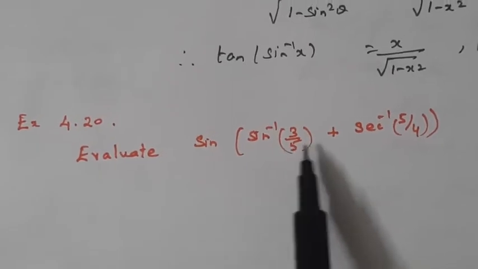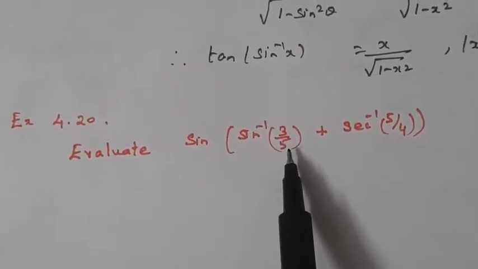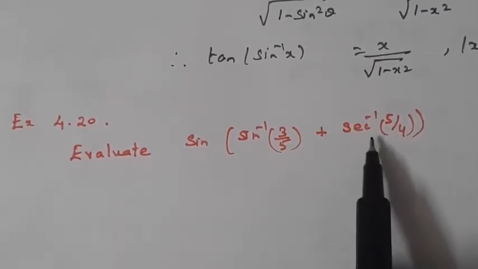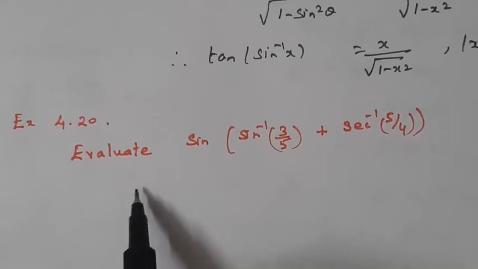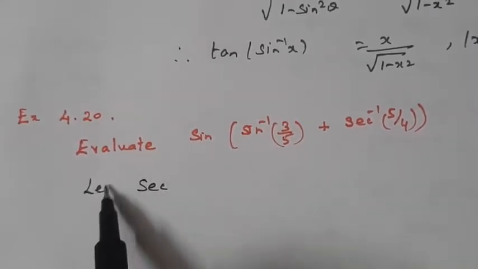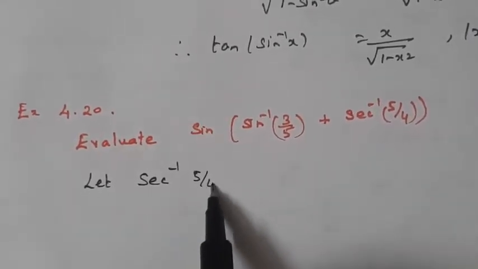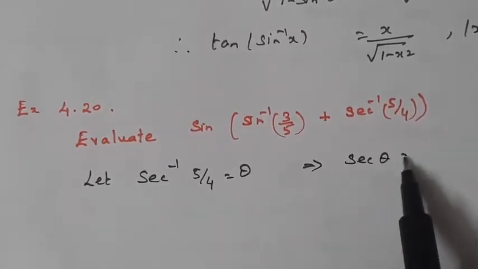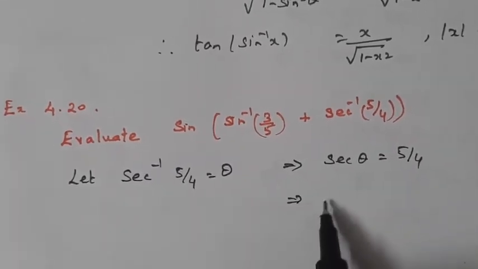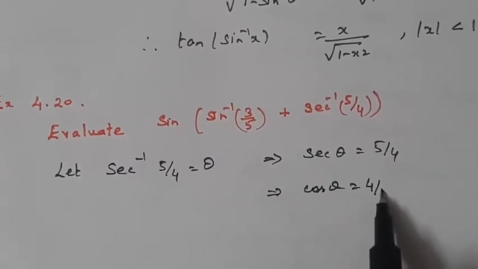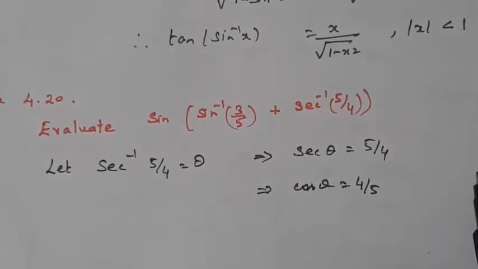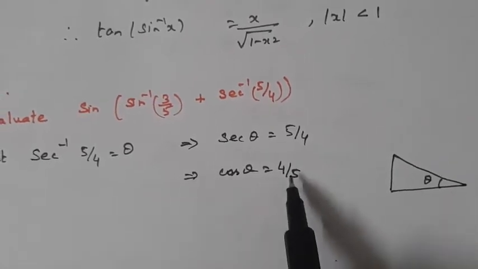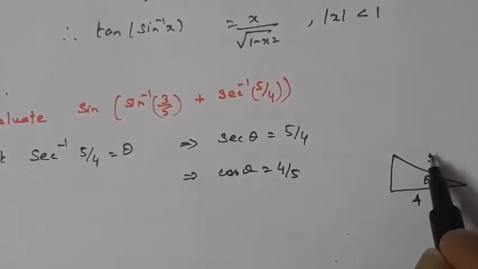So instead of taking sine inverse of 3 by 5 as theta, let us take secant inverse of 5 by 4 as theta. So secant inverse of 5 by 4 is equal to theta, which implies secant theta is equal to 5 by 4, or cos theta, its reciprocal, is equal to 4 by 5. So you have to construct a right triangle where theta is the acute angle and cos theta is 4 by 5, meaning adjacent by hypotenuse.